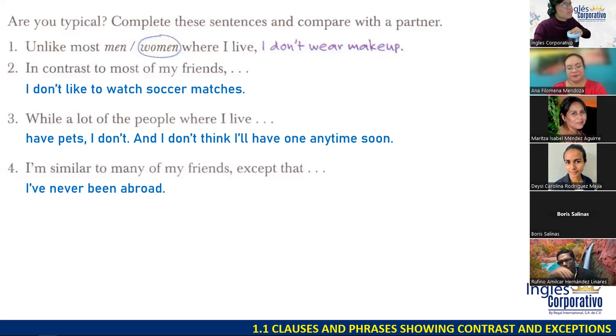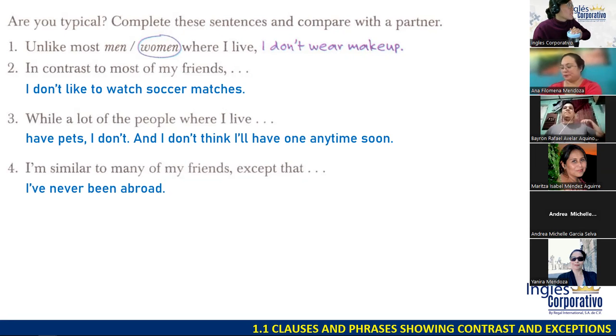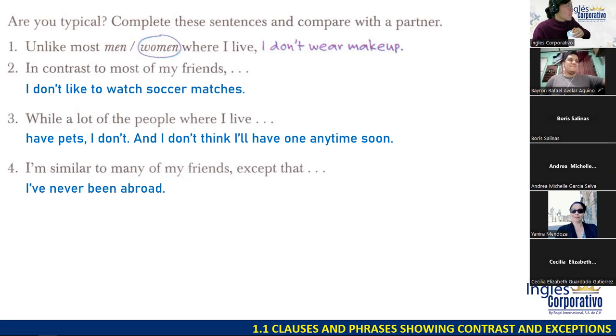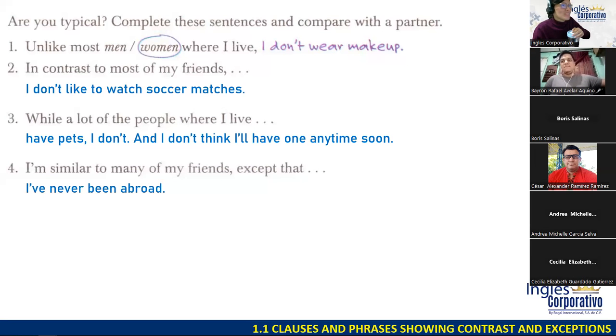Ana Filomena Mendoza. Good evening, teacher, present. Good evening, thank you, Ana. Ana Yanira Mendoza Godoy. Good evening, teacher, I'm present. Thank you. Andrea Michelle García Selva. Present, teacher. Thank you. Byron Rafael Avelar Aquino. Present, teacher. Thank you, Byron. Boris Martín Salinas Quintanilla. Hello, teacher. Thank you. Cecilia Elizabeth Guardado Gutierrez. I'm here. Cesar Alexander Ramirez Ramirez. Good evening, teacher. Claudia Janet Iraeta Martinez. Present. Thank you, Claudia.